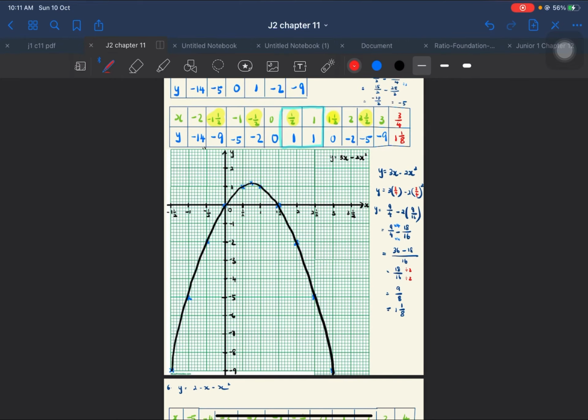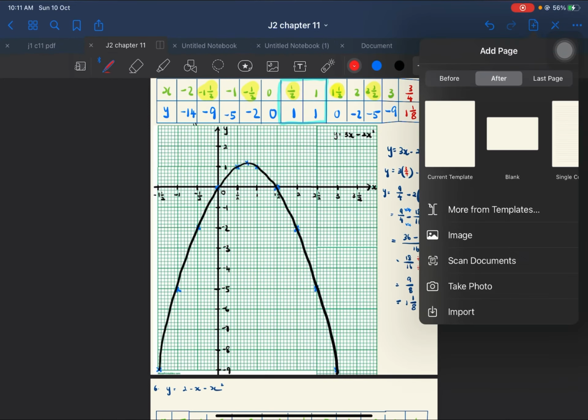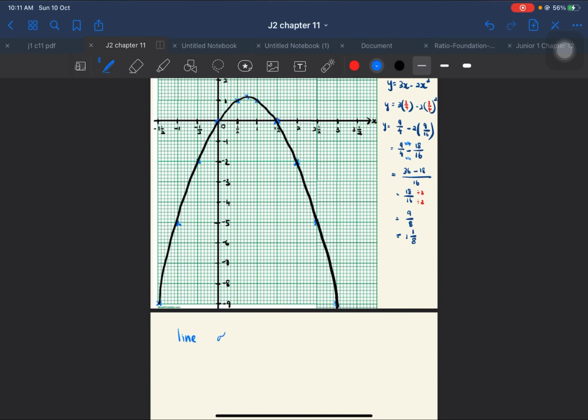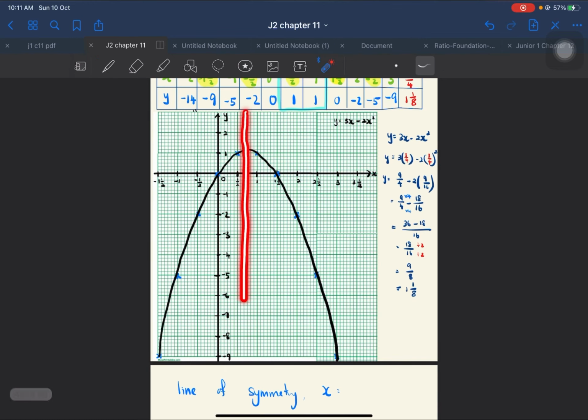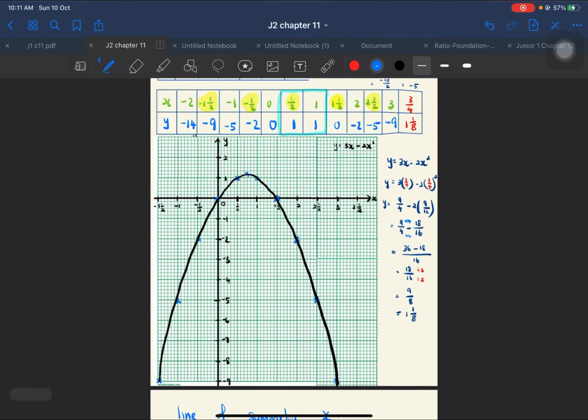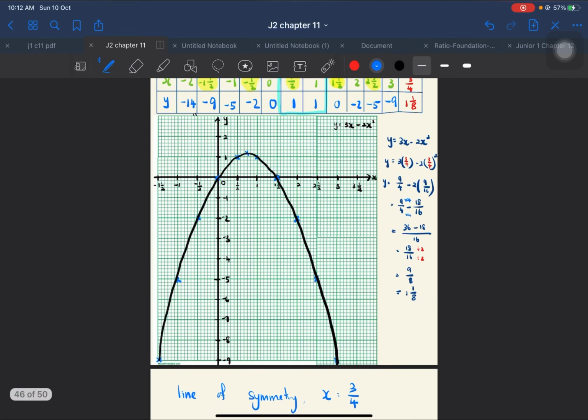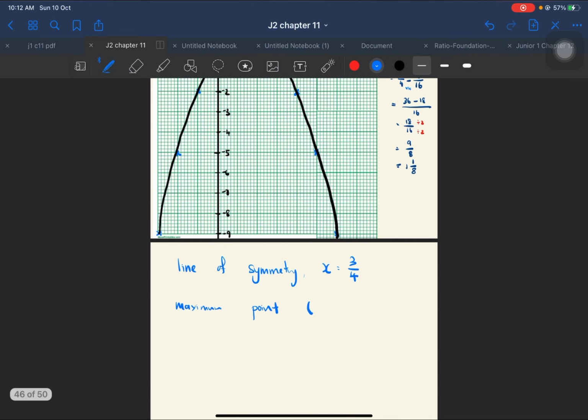If the question happens to ask you what is the line of symmetry and also the minimum and maximum point, your line of symmetry is going to be x equal to this line, where we have our x value at the maximum point, 3 over 4, and your maximum point here will be 3 over 4 and 1 over 8. That's how you answer these two questions.